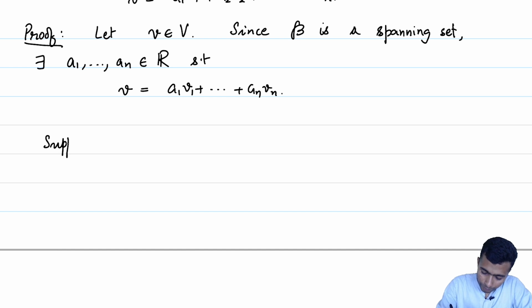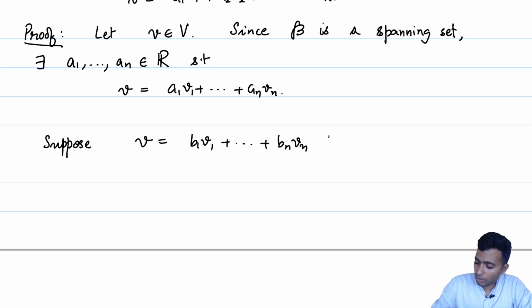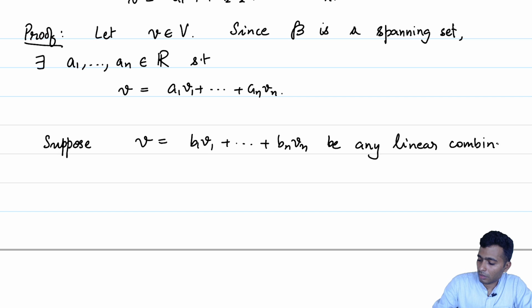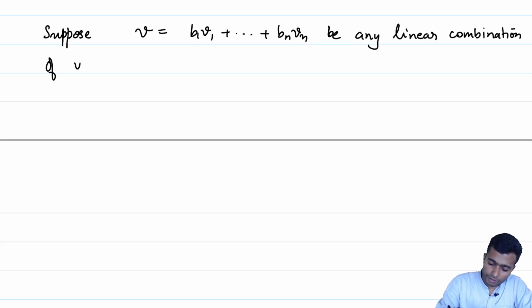Suppose v is equal to b1 v1 plus dot dot dot plus bn vn, be any linear combination of v1 to vn equal to v.